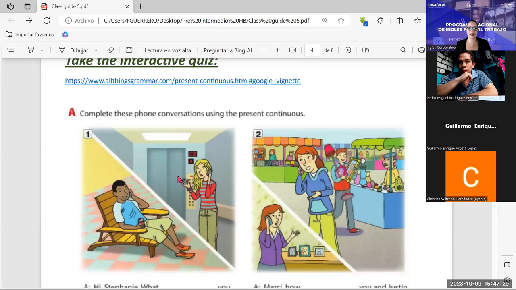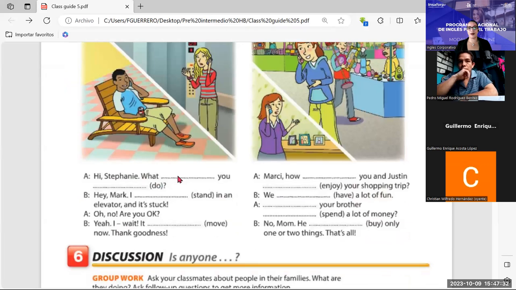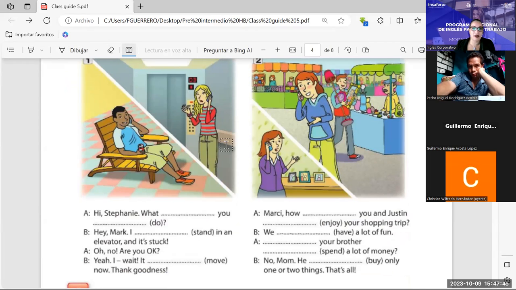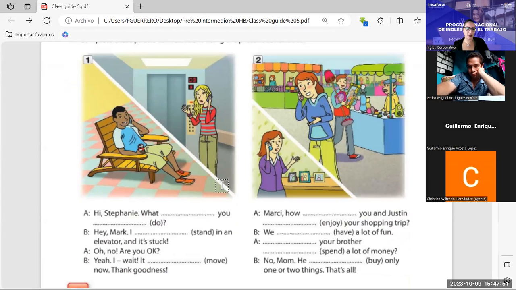That was the interactive quiz for us to remember and review the present continuous. And then we need to complete these two conversations using our knowledge about the present continuous. Es similar a lo que ya estuvimos haciendo con el examen, nada más que ese era multiple choice. Aquí no tenemos las opciones, tenemos que pensar, leer e ir completando. It is a phone conversation in number one, and he said, hi, Stephanie, what, you, y tenemos el verbo to. Es una pregunta. Entonces, ¿qué me falta poner ahí?